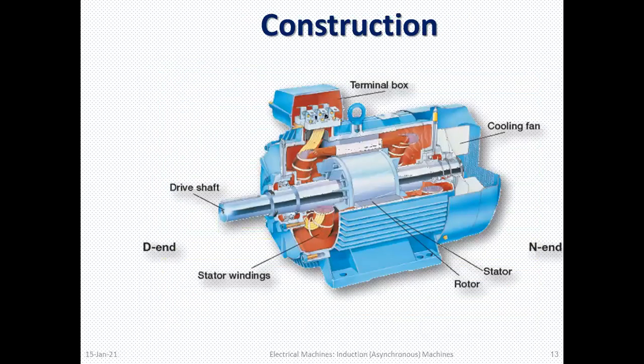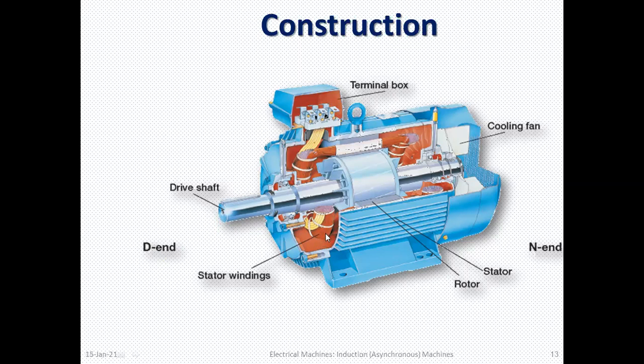Let's see some fundamental concepts of how it is made. Construction is simple as compared to the DC machines. Here the terminal box is given. Here the three-phase supply is being given. Here a cooling fan is provided. This portion is the rotor side, and this is the shaft position. The stator winding is placed here, and the three-phase supply is given here.